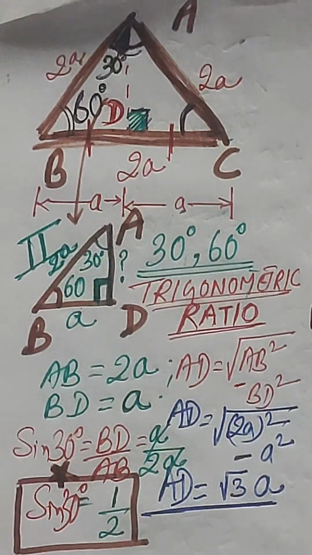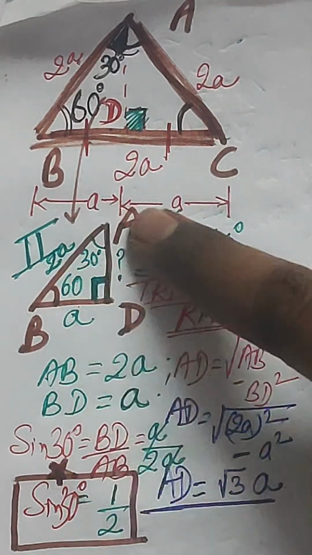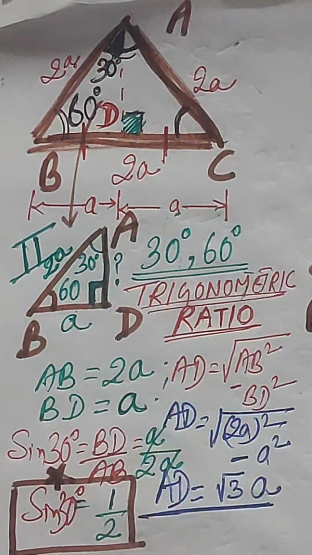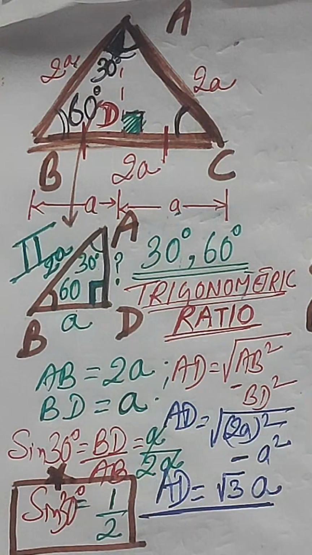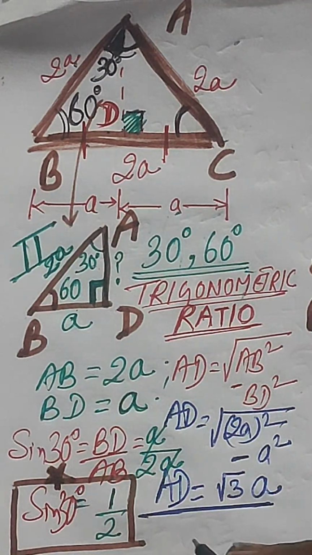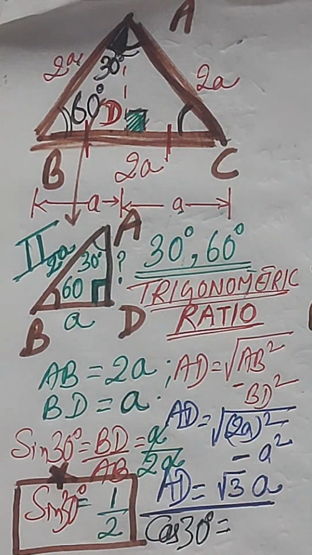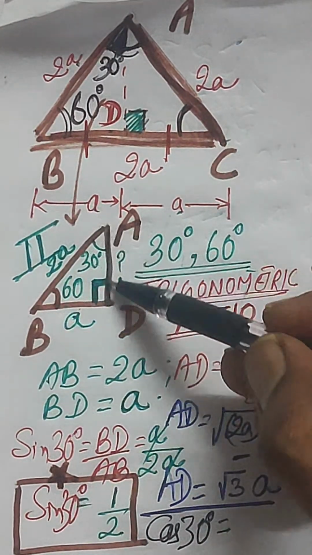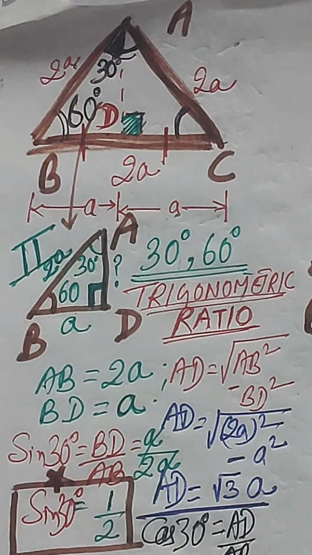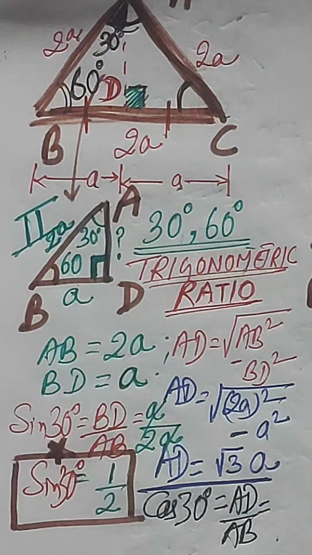Now come to cos 30. What is the value of cos 30? AD will be the base for cos 30, so cos 30 degree will be AD by AB, right? AD by AB.